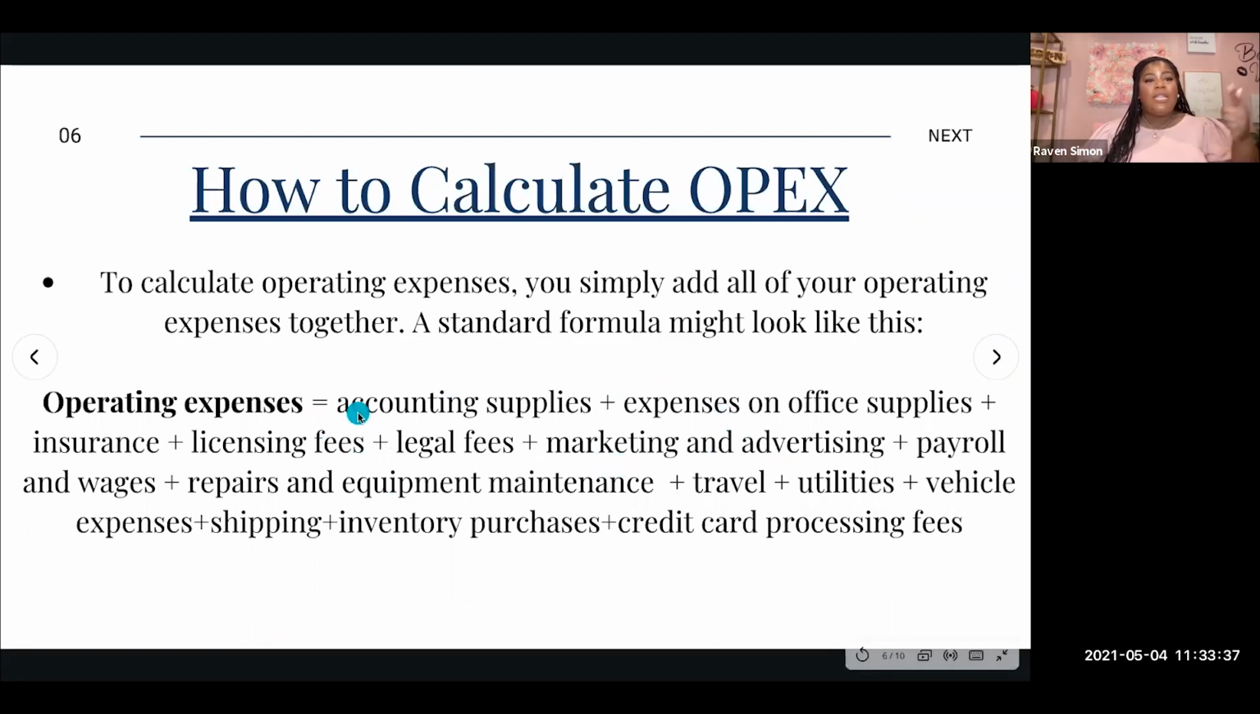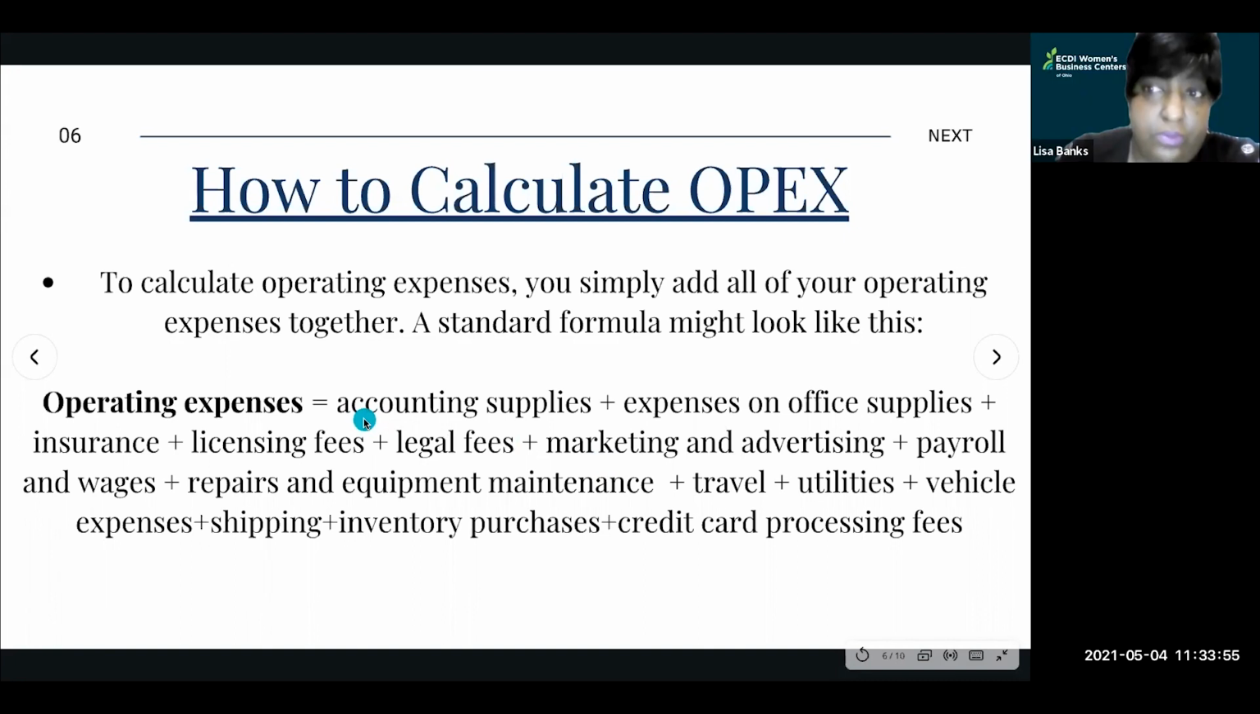So that's your accounting, that's your rent, that's your gas for your vehicle, all of that. That is going to be spread across multiple clients. It doesn't matter if I sell a product or not, I still have these fees. So those are your operating expenses that does not include COGS.